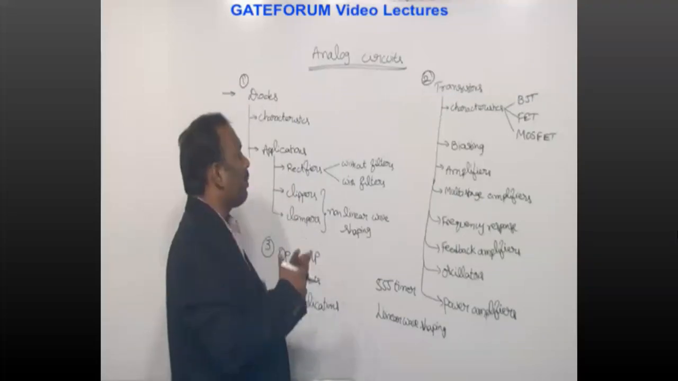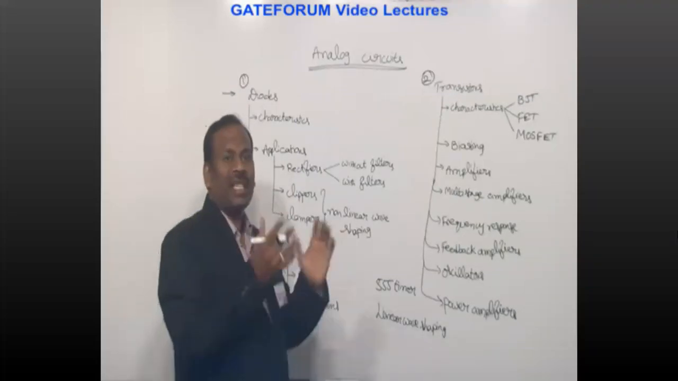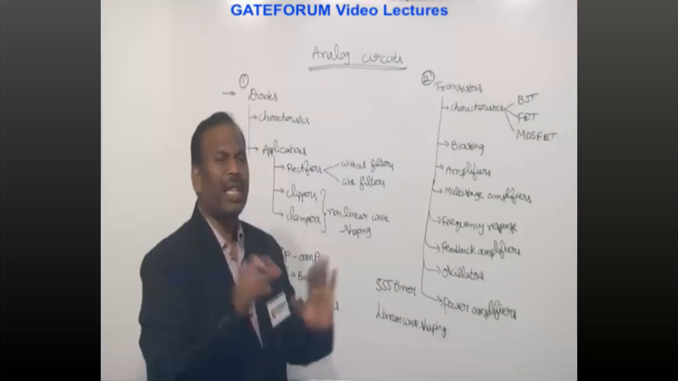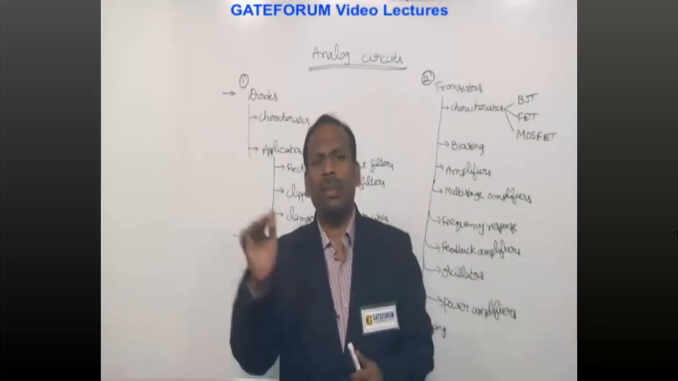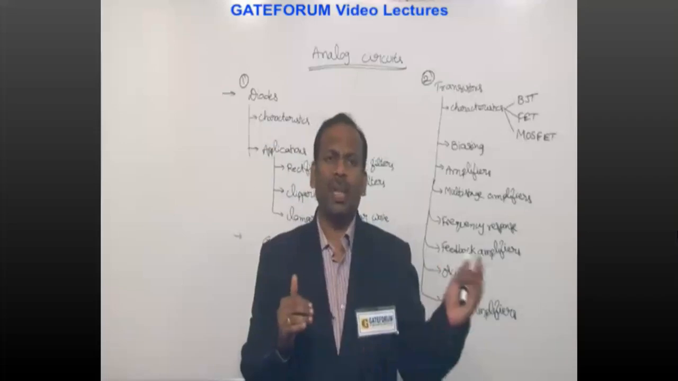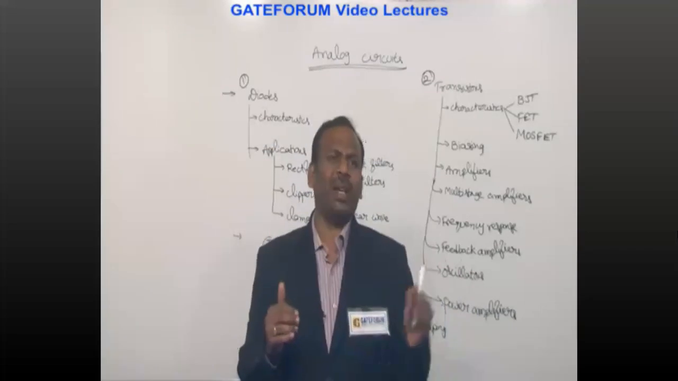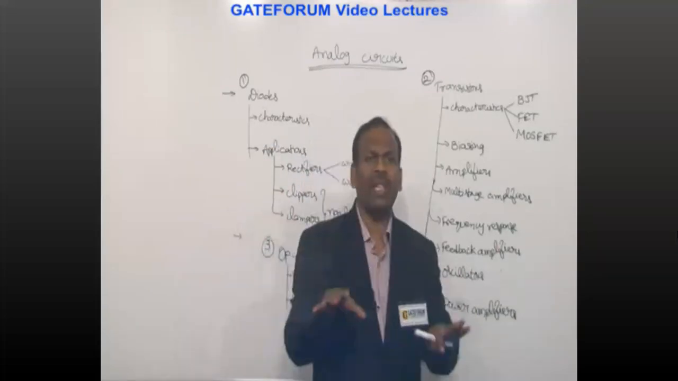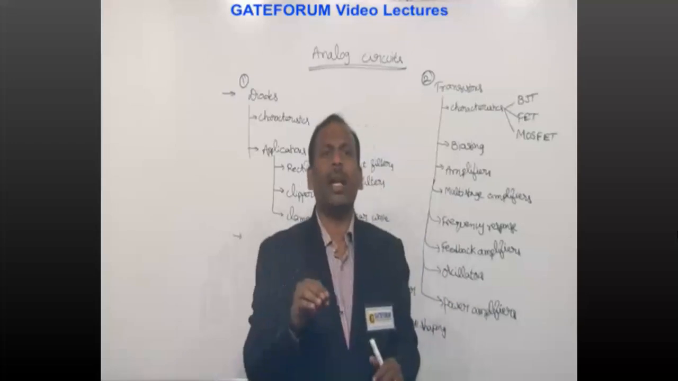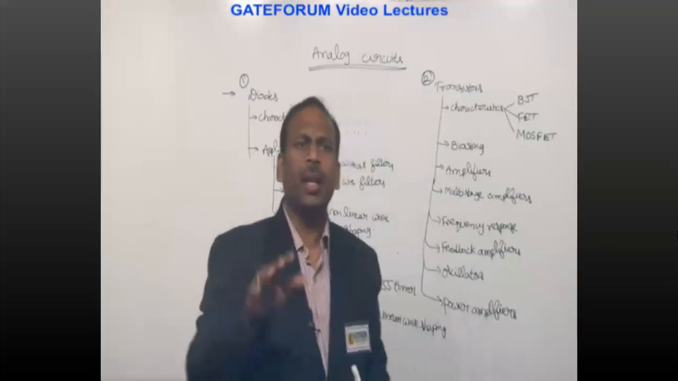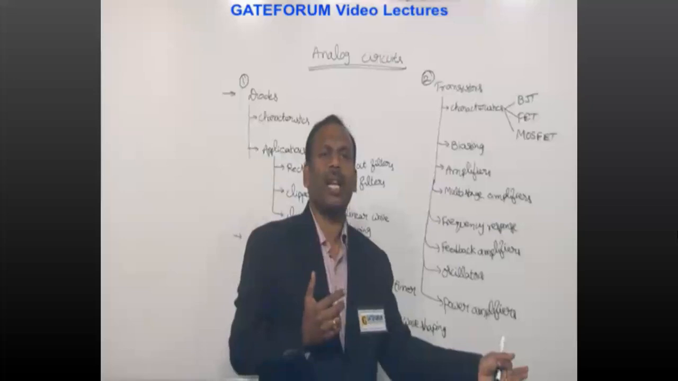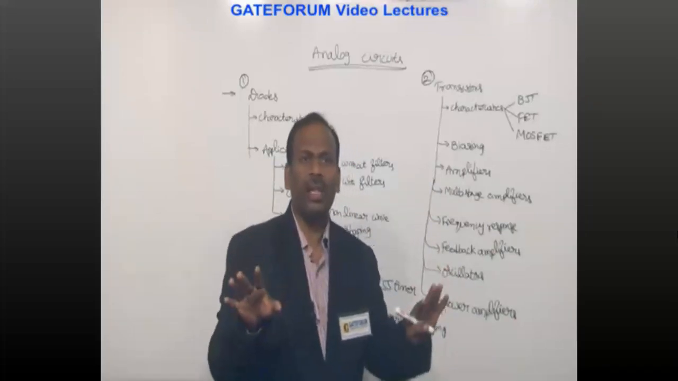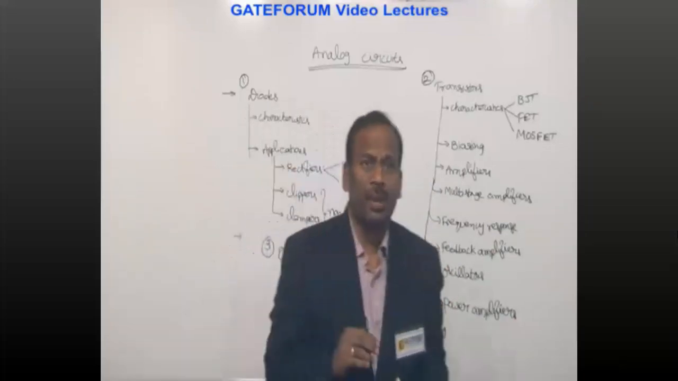Then comes the GATE weightage of marks. On an average we can expect around 10 marks. Sometimes it goes to 12 marks, sometimes it comes to as low as 8 marks. That's why if you take an average, you are going to get 10 marks. Sometimes it reaches a peak of 12, sometimes as low as 8 marks. Therefore, we can take it as 10 marks on average.